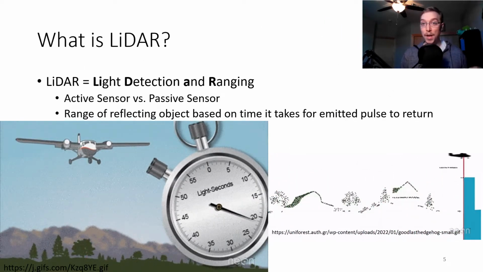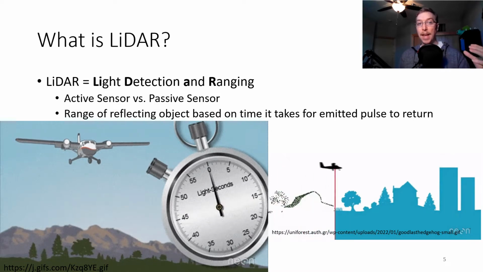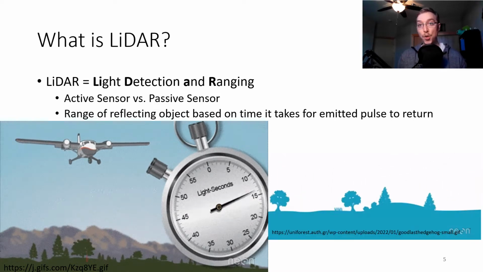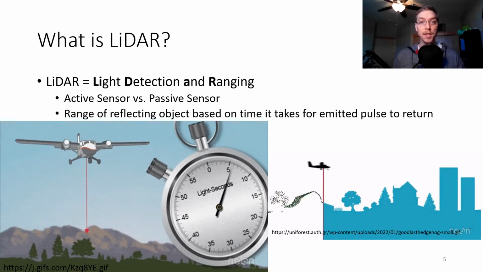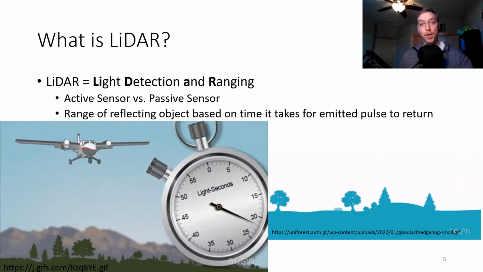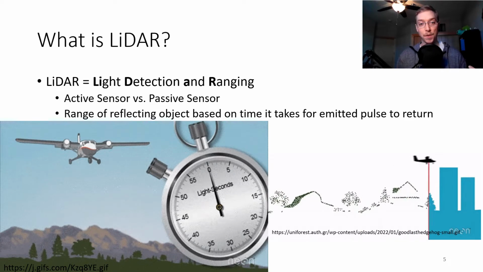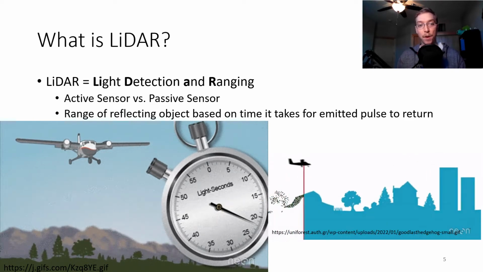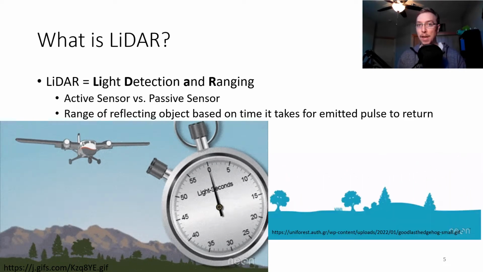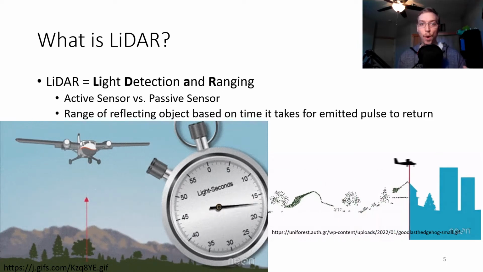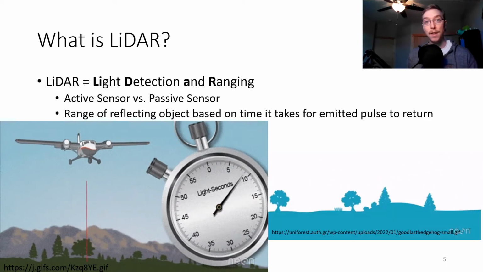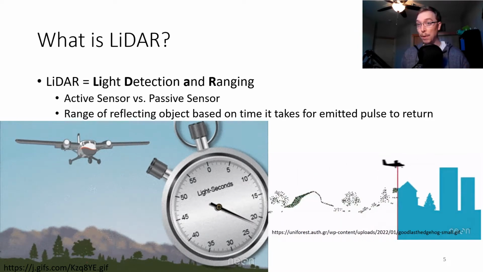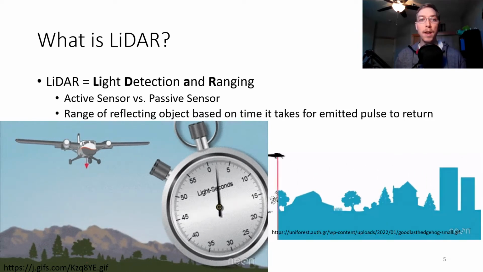So basically what it does is it takes the range or the distance of a reflecting object based on the time it takes for that emitted pulse to return back to the sensor. You can see that plane on the left there. That's an aerial LiDAR system, or an example of one. You can see that clock ticking away. It's measuring in light seconds because this pulse is a form of emitted light. It travels at the speed of light. We'll get into that here in a little bit.